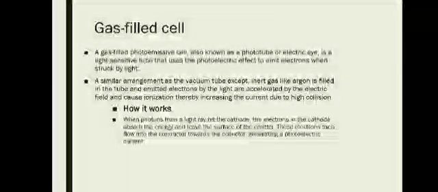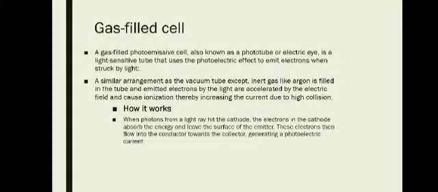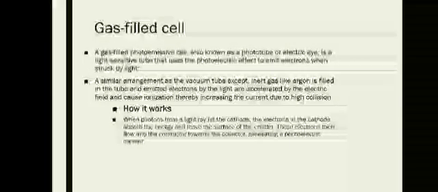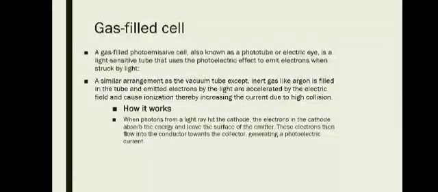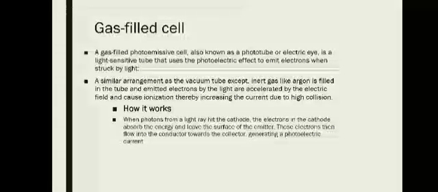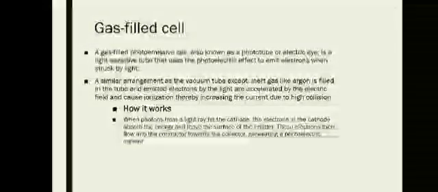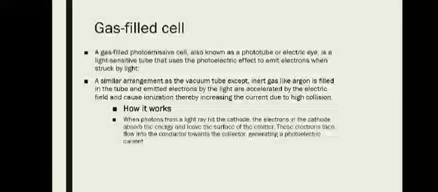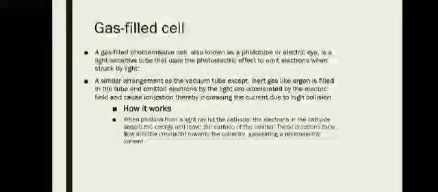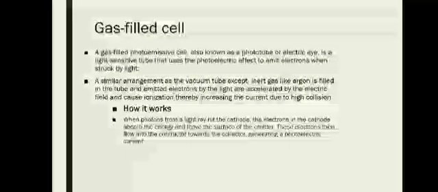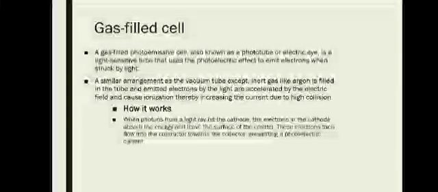Next, gas filled cell. A gas filled photoemissive cell, also known as a phototube or electric eye, is a light sensitive tube that uses the photoelectric effect to emit electrons when struck by light. A similar arrangement as the vacuum tube, except inert gas like argon is filled in the tube, and emitted electrons by the light are accelerated by the electric field and cause ionization, thereby increasing the current due to high collision.